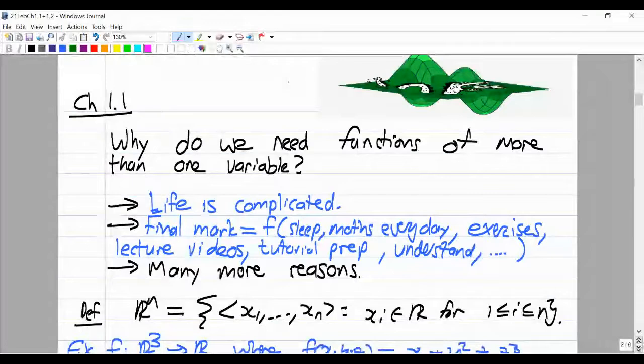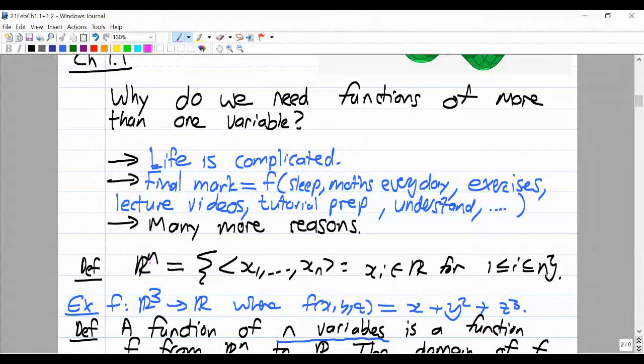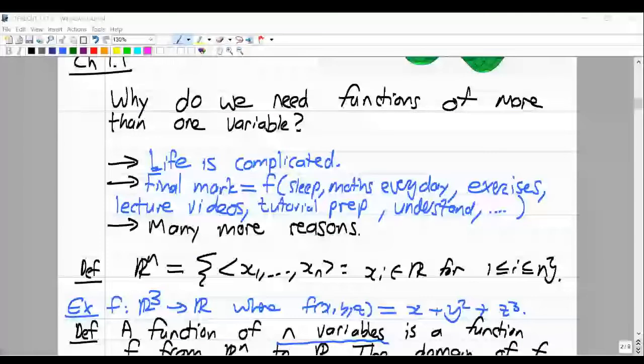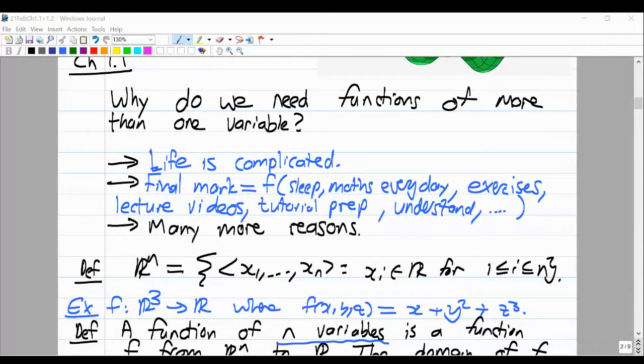Before we start studying those functions, we are going to need n-dimensional vector space, R^n. Definition: this is the set of all n-dimensional vectors. So it's a vector with n components, x1 all the way up until xn, where each component is a real number. Typically, R is just the real numbers. R squared is all the 2D vectors. R cubed is all the 3D vectors, etc.